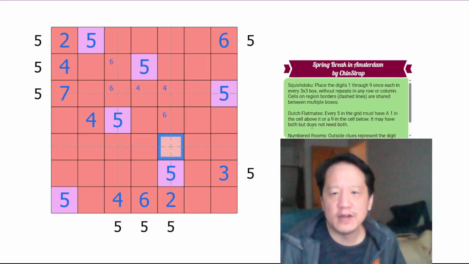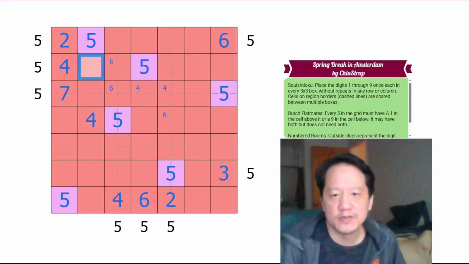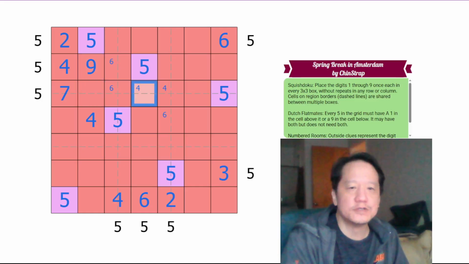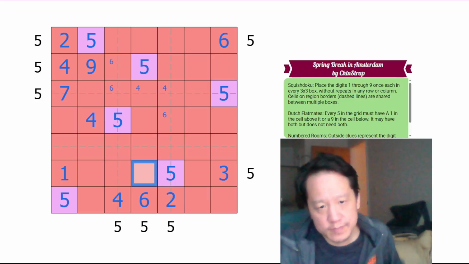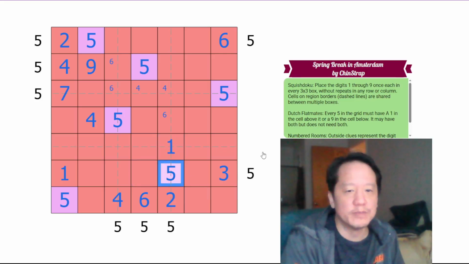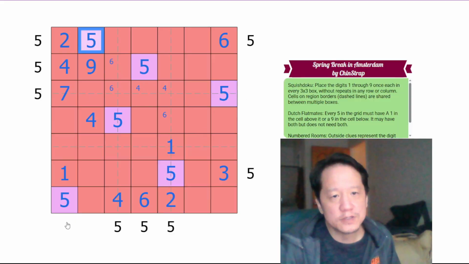Oh, 5. Every 5 must have a 1 above and or a 9 below. So this 5 has to have a 9 below. So this is 9. This 5 must have a 1 above. This 5 has to have a 1 above because it can't have a 9 below it. So this is satisfied, this is satisfied, that's satisfied. You could have 1 above or 9 below, that's fine.